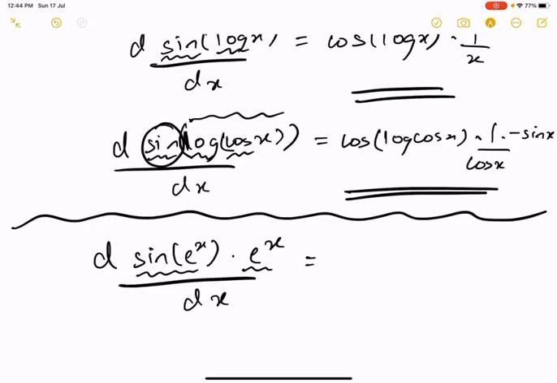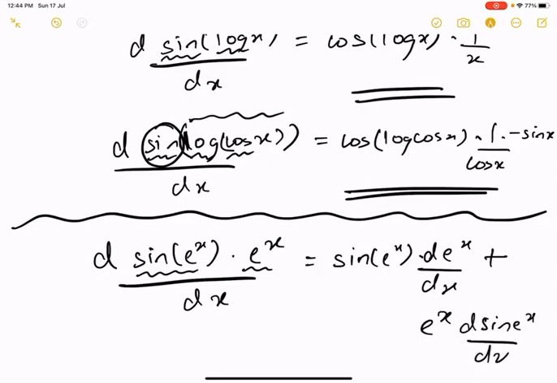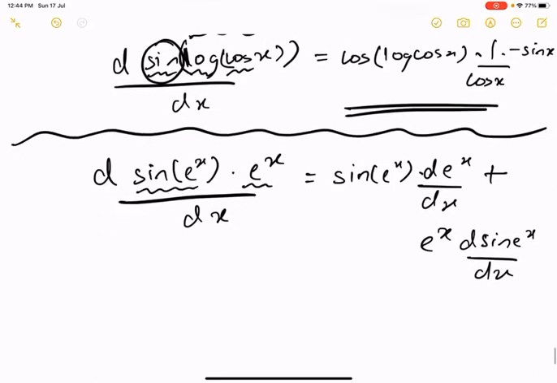Now what is the rule? The rule number 3. First function multiplied with derivative of second function plus second function multiplied with derivative of first function. That is the rule, multiplication rule. So that is equal to sine of e raised to x. What is derivative of e raised to x? It is e raised to x plus e raised to x.